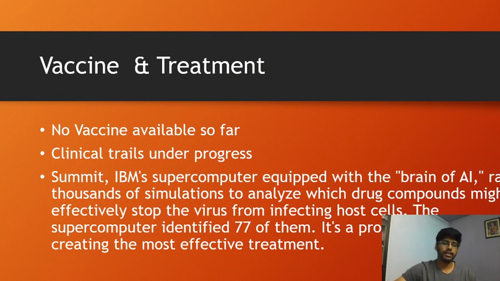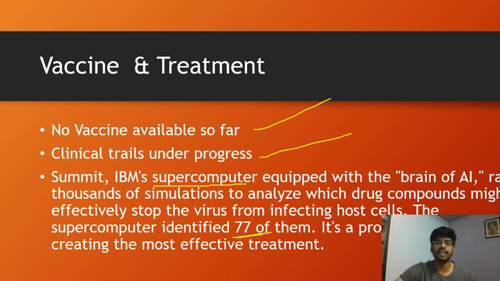And when it comes to the corona, there is no particular vaccine that is available, and clinical trials are in progress, which we already discussed. Supercomputers are being used, which identified 77 potential vaccines for us. So 77 of them are promising to create an effective treatment against COVID-19.